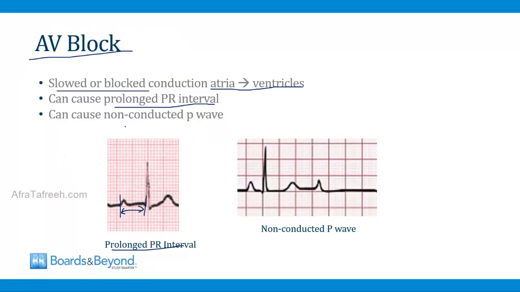The second thing an AV block can cause is a non-conducted P wave. Let's look at the right side of the screen here. We have a P wave here, and it's conducted to the ventricles, and therefore it generates a QRS complex. We then have a second P wave, but it does not generate a QRS complex. That's because it has become blocked somewhere between the atria and the ventricles. No electrical activity has reached the ventricles, and that has caused a non-conducted P wave. That's the second finding you can see on ECG in patients who have AV block.